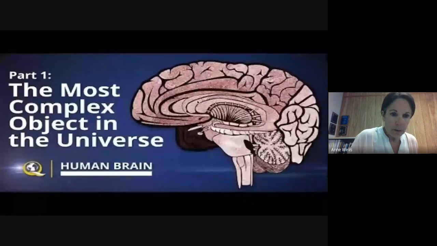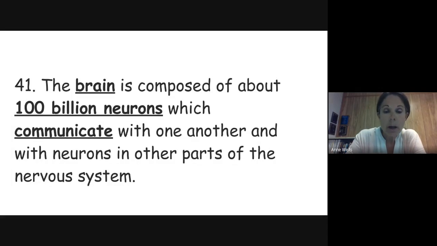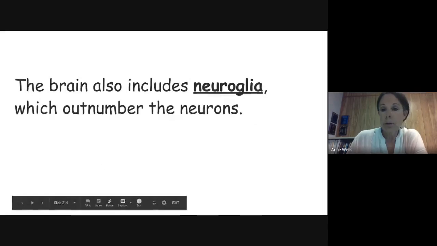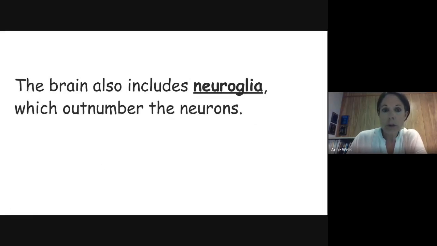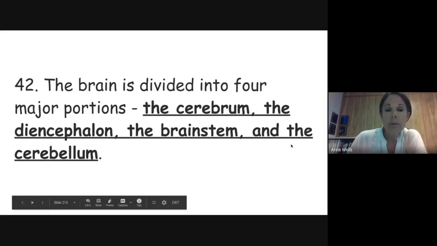Lots of videos that you can watch on the brain, of course. So we are ready for note number 41. The brain is composed of about 100 billion neurons, which communicate with one another and with neurons and other parts of the nervous system. The brain also includes neuroglia. We've already talked about what neuroglia are, which actually outnumber the neurons.